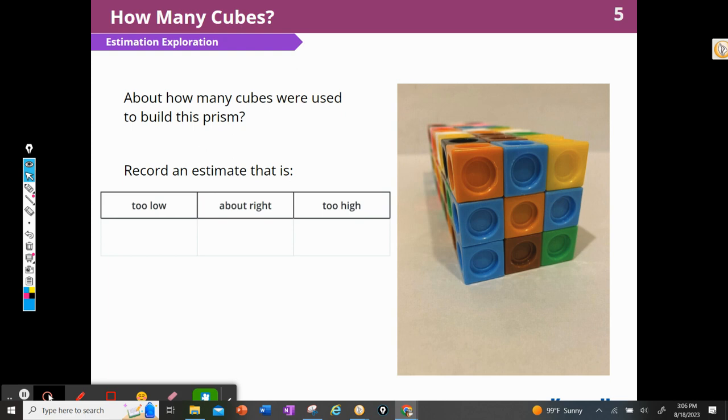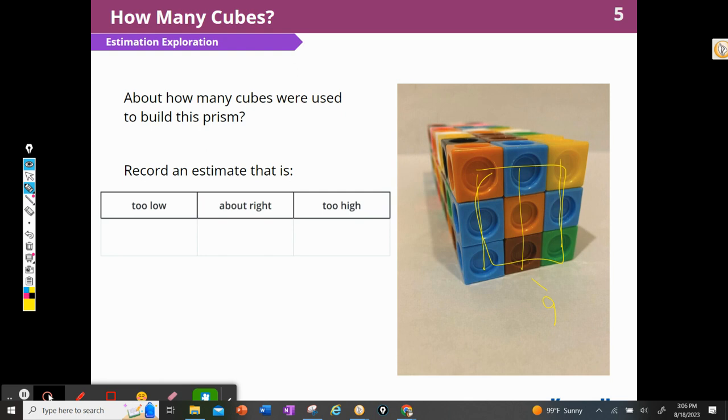So here's our warm-up. How many cubes? We're going to estimate how many cubes it would take to build this prism. First thing to think about is how many cubes I can actually count in this picture. I can see a front layer, and that front layer has 3, 6, 9. So in this layer right here, I have 9 cubes.